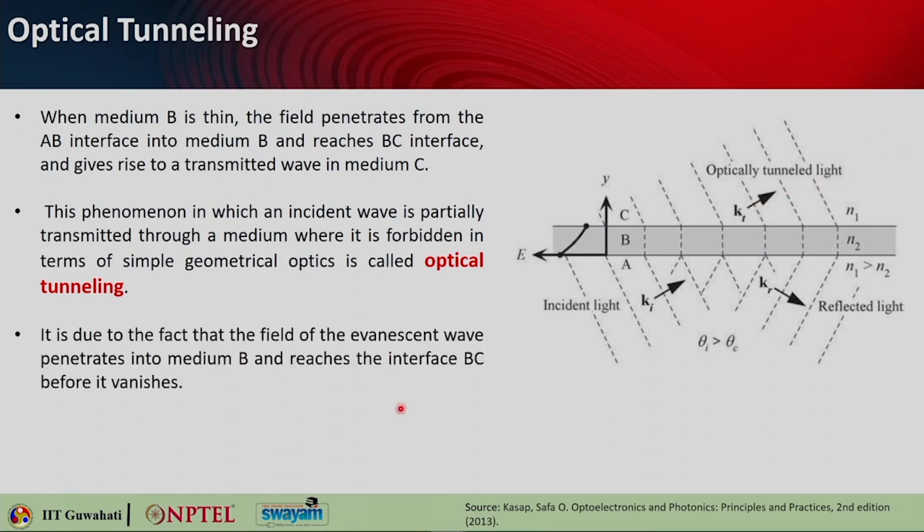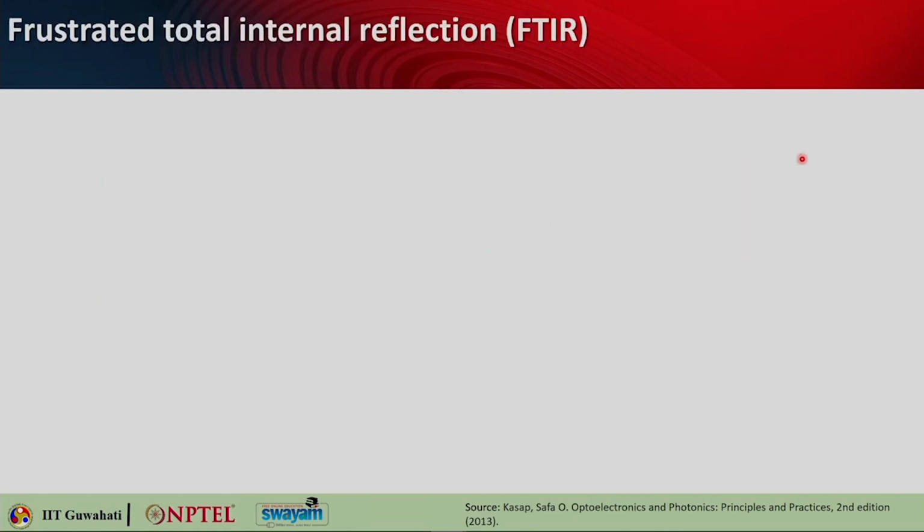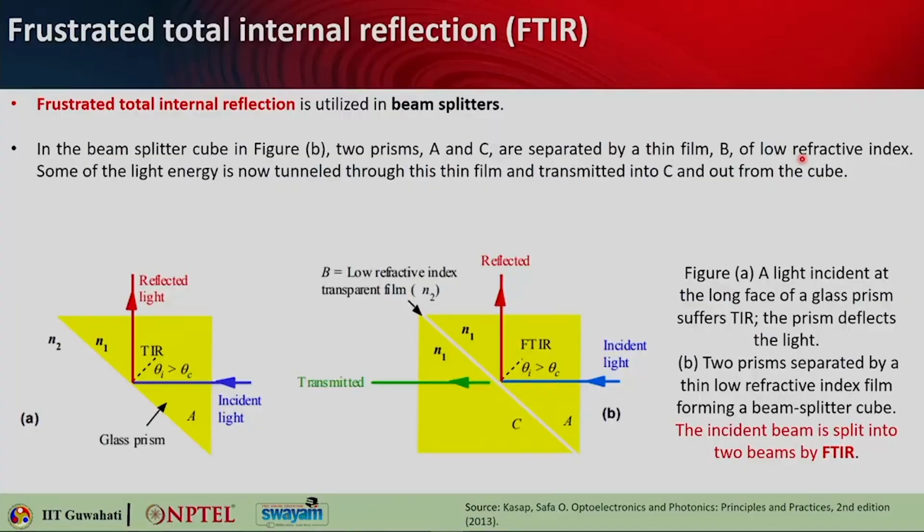And this is happening all because of the evanescent field that is able to penetrate into medium B, and then it could reach the interface of B and C before it vanishes, and that is where optical tunneling comes into the picture. And this has given rise to a very interesting effect called frustrated total internal reflection, or FTIR, and using this effect people are able to make a beam splitter.